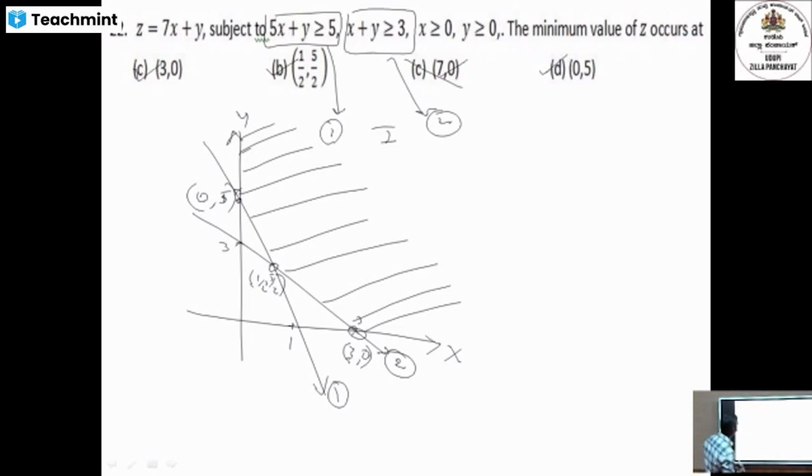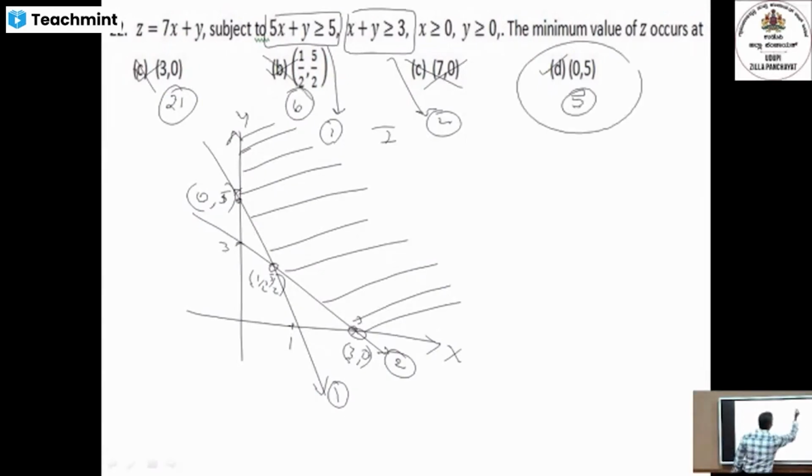Now let us see whether it produces a minimum. When you substitute 3, it is 21. When you put this one, it is 5. So this is not a minimum value. If at all it is a minimum value, there is one more condition; we will verify that later. Next one is 1 by 2 comma 5 by 2. If you substitute, it is 7 by 2 plus 5 by 2, 12 by 2. The value will be 6. So here value will be 21, here value will be 6, and here value will be 5. Which one is the minimum? So minimum is at 0 comma 5, the value 5.